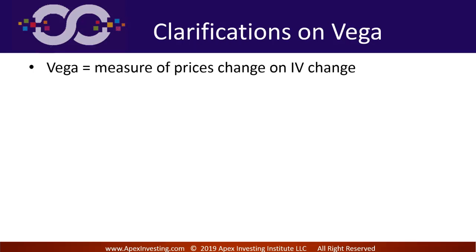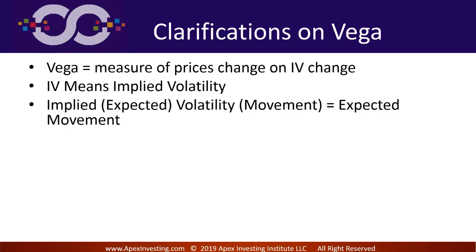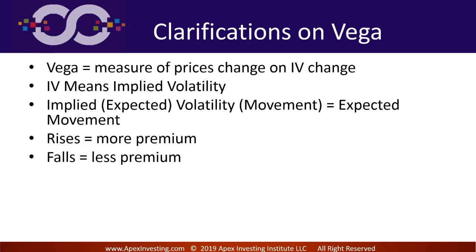So again, some of the clarifications. Vega is a measure of price change on the implied volatility changing or expected movement changing. Okay. Again, IV means implied volatility, which is a fancy word for expected movement. If the IV rises, you're going to see more premium come into the contract. If it falls, you're going to see premium fall out of the contract.